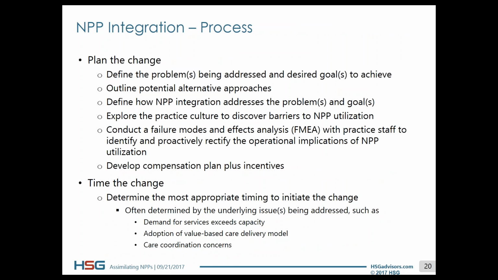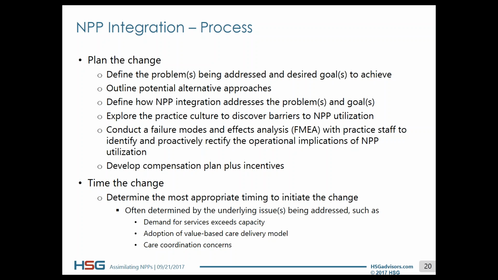So if we want to integrate NPPs into our practices, how should we go about it? The best way might be first planning the change: define the problems being addressed and the desired goals to achieve, then outline potential alternatives to achieve the goals, and then define how the NPP integration could address the problem. Explore the practice culture to discover barriers to NPP utilization, and actually conduct a failure modes and effect analysis with the staff to identify and proactively rectify operational implications of NPP utilization. In the process, we should develop a compensation plan and define incentives, ideally consistent with those of the physicians in the practice.